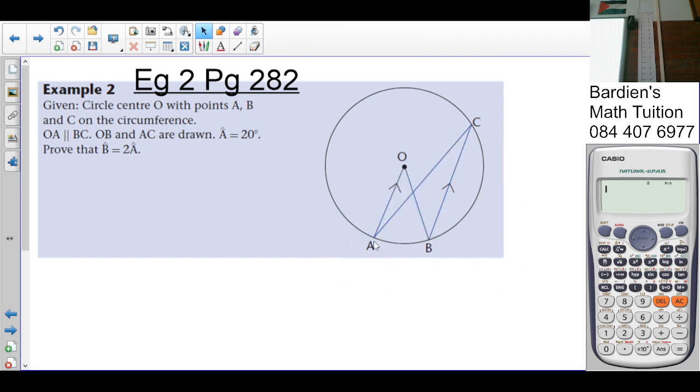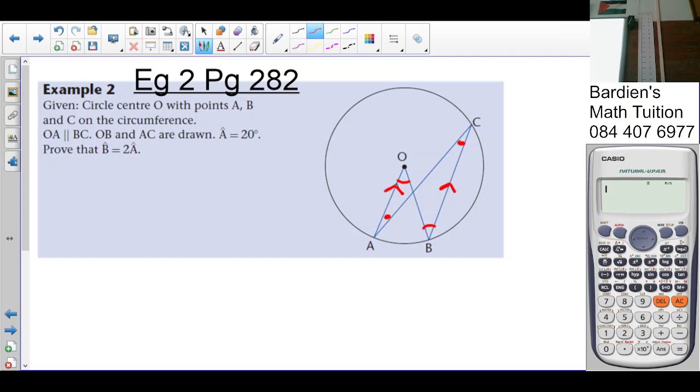Okay. So here we are given circle center O with points A, B, and C on the circumference of the circle. OA is parallel to BC. People, if lines are parallel, what do we know? Alternate angles are equal. Corresponding angles are equal. Co-interior angles are supplementary. So this angle here is equal to that angle here. Why? Alternate angles are equal. And also this angle here is equal to that angle. Alternate angles are equal. You see that?